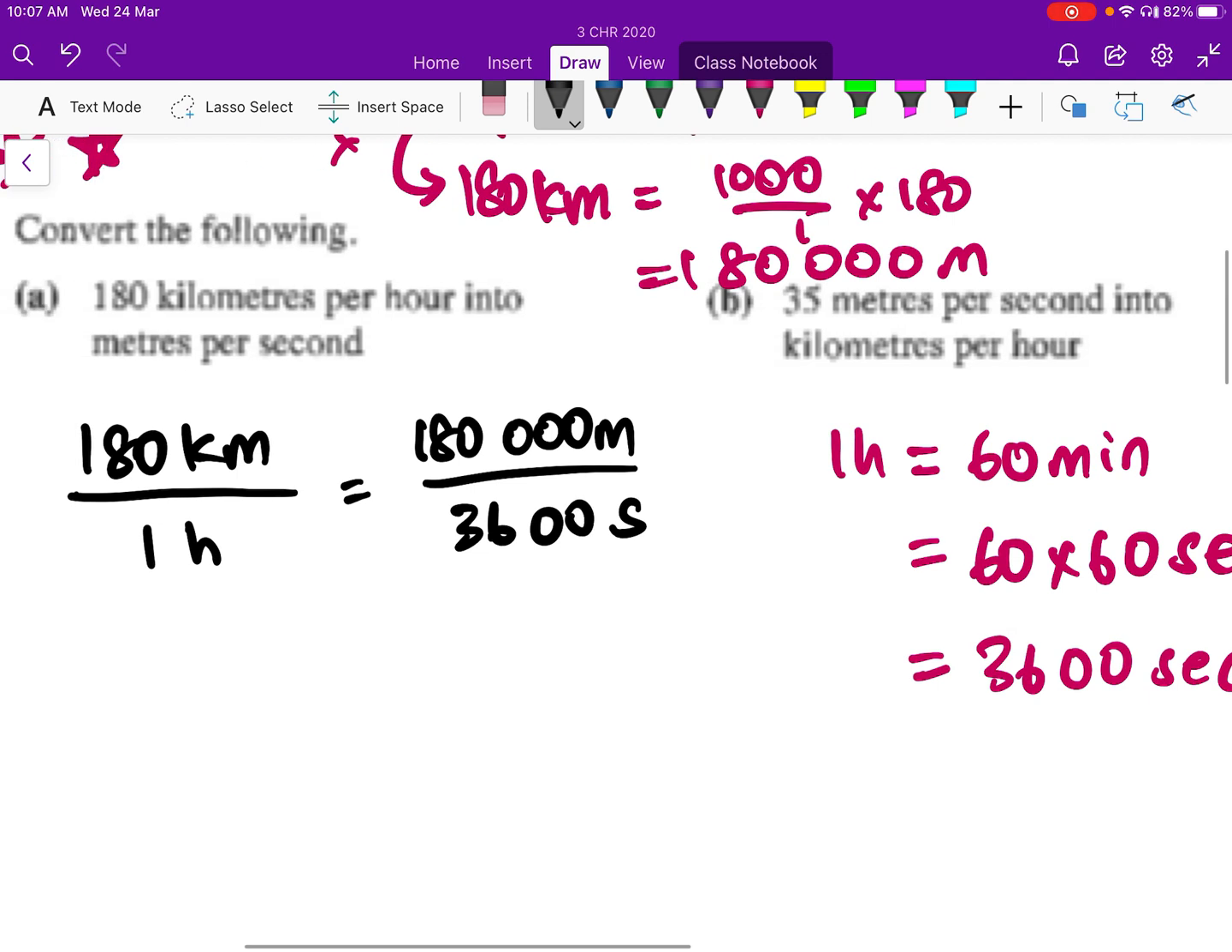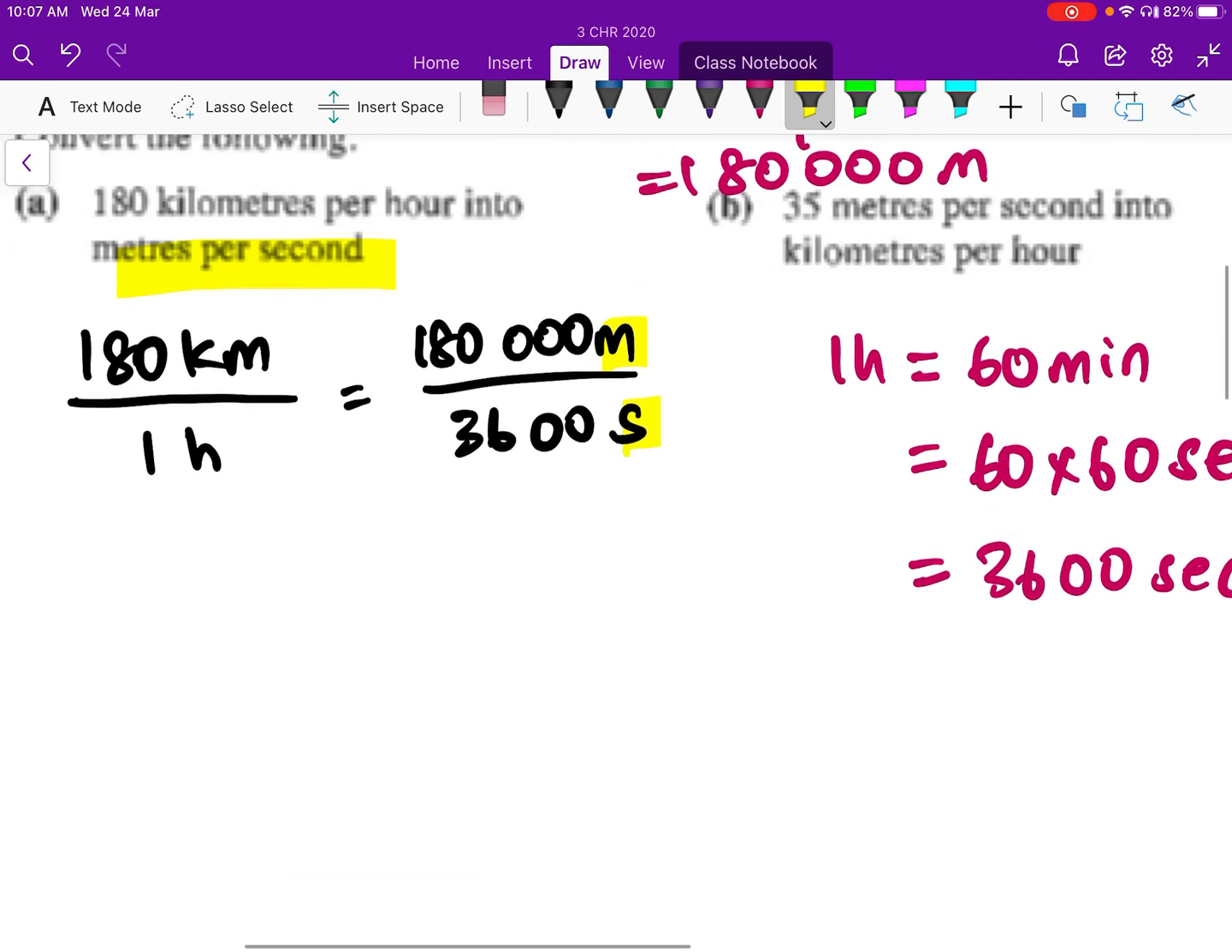So now our units have changed to meters per second already. 180,000 over 3600, on the calculator you will get 50. 50 meters per second. In 1 second, 50 meters. Very fast. Usain Bolt runs 100 meters in just below 10 seconds. This speed over here requires just 2 seconds to finish the same 100 meters.